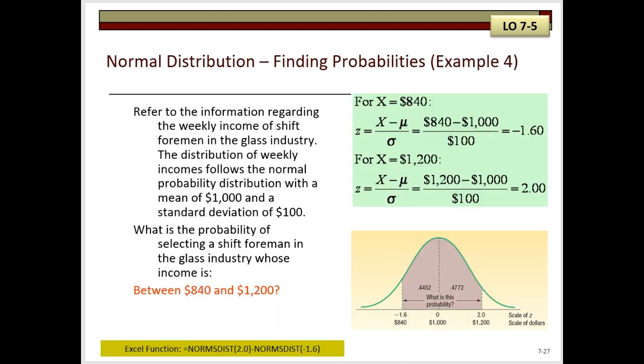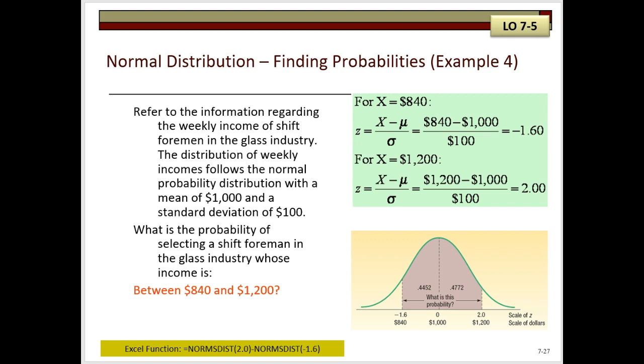What about if we wanted to find the probability of selecting a shift foreman in the glass industry whose income is between $840 and $1,200? Once again, we convert these values into z-scores. The z-score for 840 is -1.6, while the z-score for 1200 is +2.0. The area between -1.6 and 2.0 can be obtained by using the Excel function listed below, and it yields an answer of 0.9224.